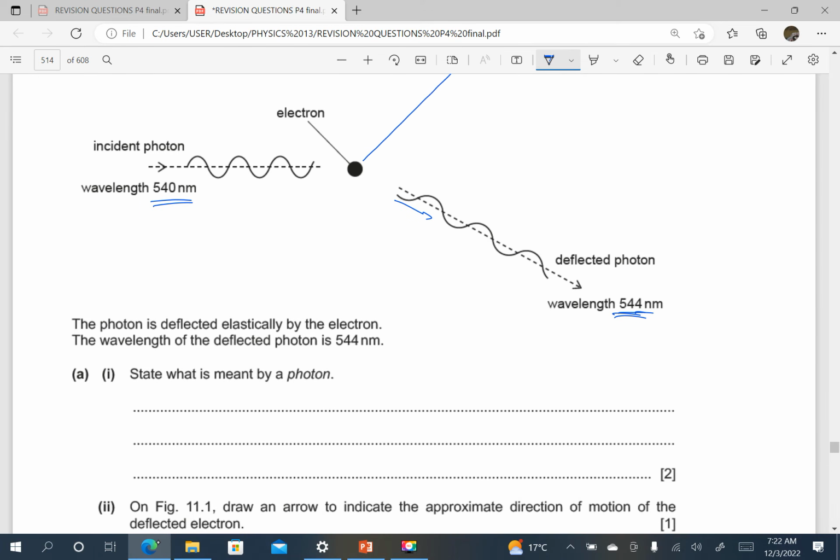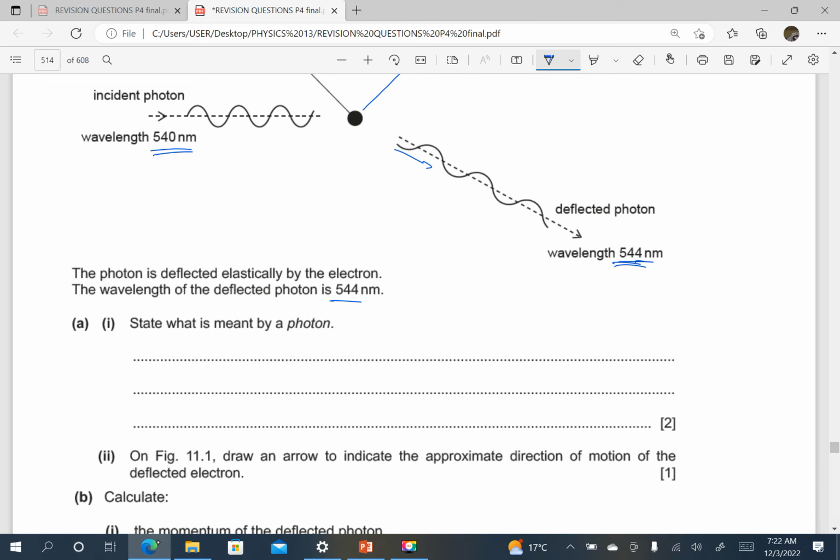So the photon is deflected elastically by the electron. The wavelength of the deflected photon is 544 nanometers. State what is meant by photon. So a photon is a packet of energy of electromagnetic radiation.